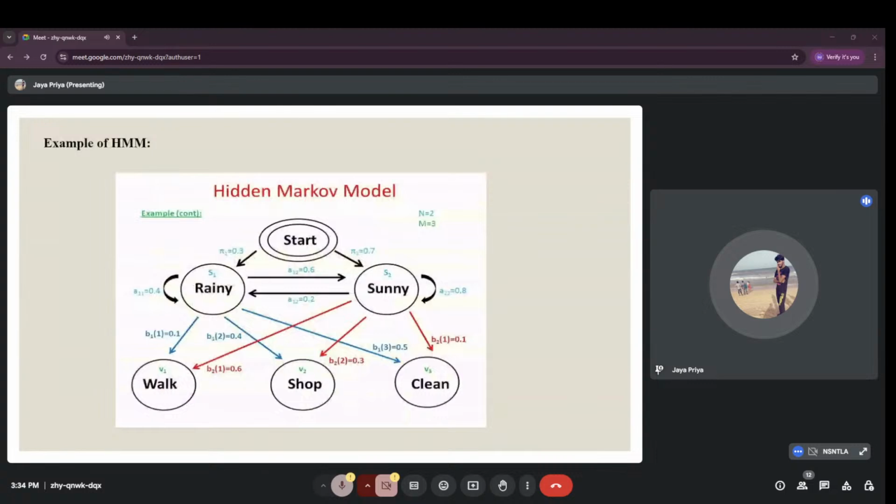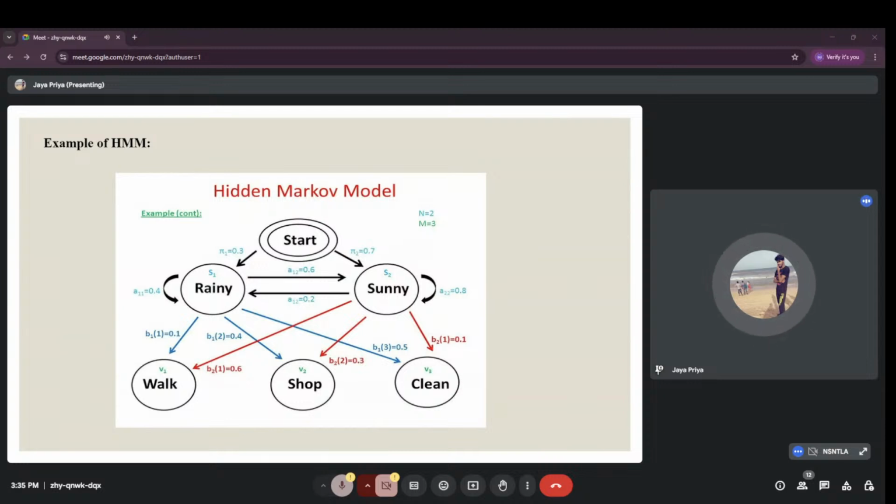Next, an example of a Hidden Markov Model. Just imagine a person inside a room with no windows. They cannot see the weather, but they can guess it based on a friend's activities. If the friend is walking, shopping, or cleaning, we can infer whether it's sunny or rainy. The system has two hidden states: rainy is S1, sunny is S2. This represents weather conditions, which are unknown to us.